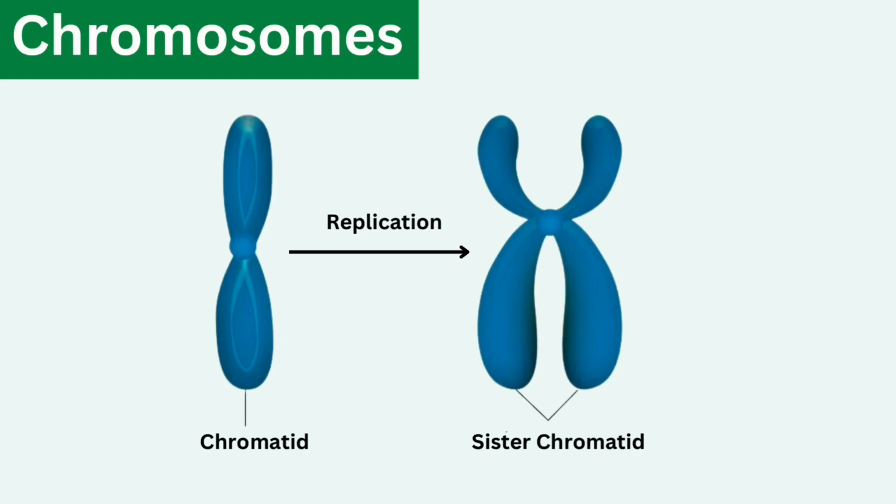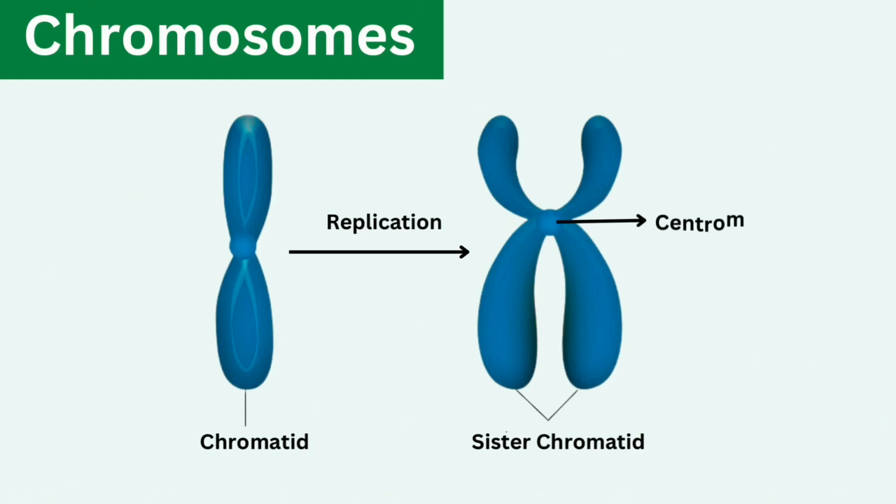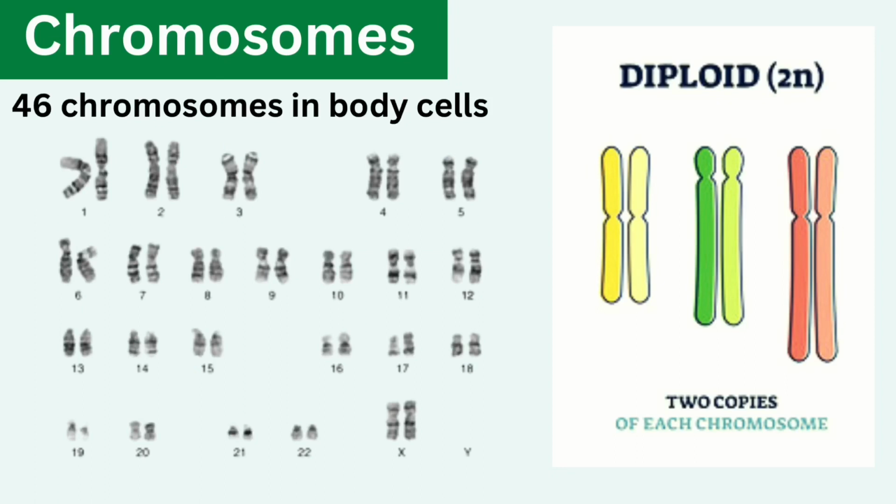These sister chromatid of chromosomes are held together at a specialized region called centromere. The centromere ensures that each daughter cell receives an identical copy of the genetic material during cell division.